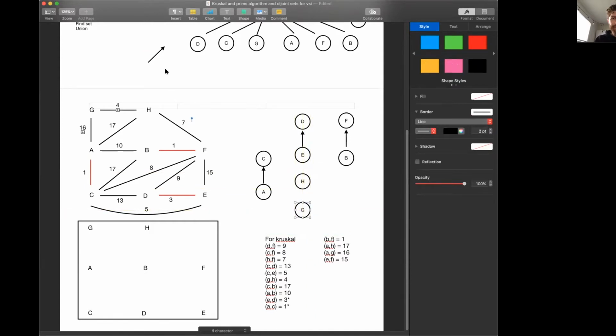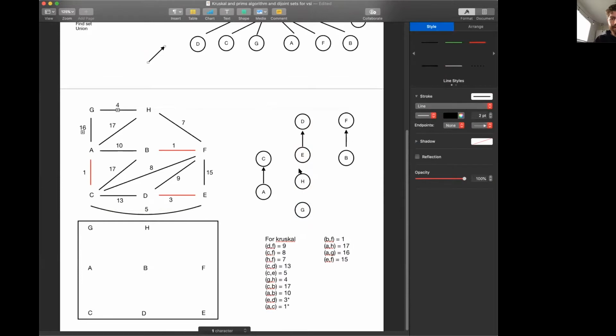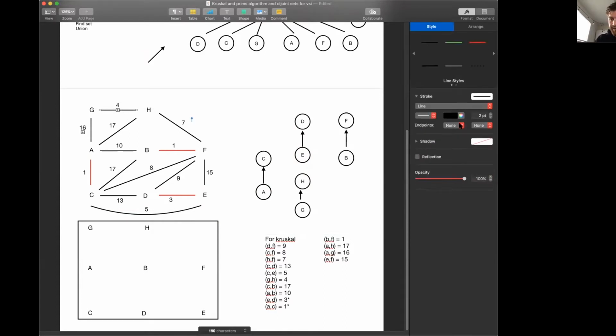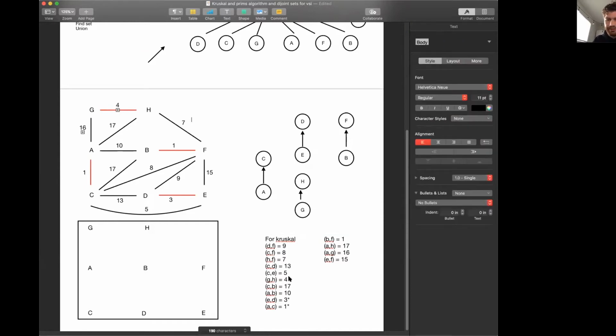So H becomes the parent, and I make G point to H. This is an edge that caused the union, so I'm going to highlight it with red. All right, let me go through the edge after. We mark 4 as done, and it looks like we're processing CE because it's the next smallest edge.